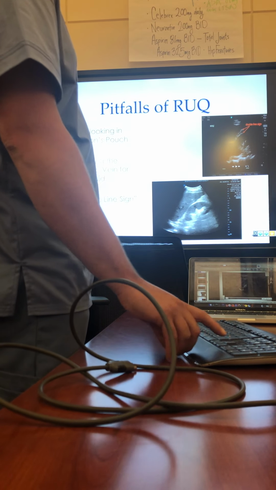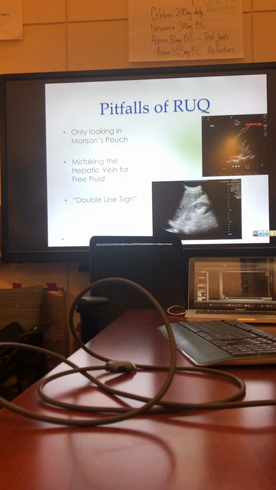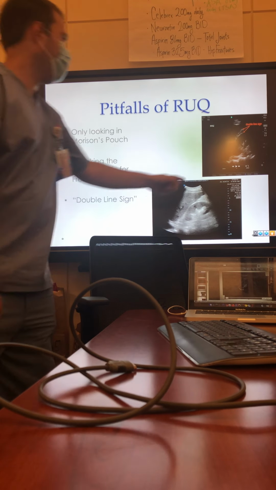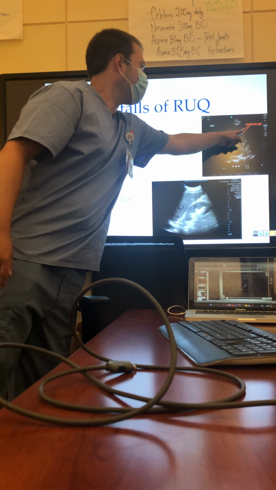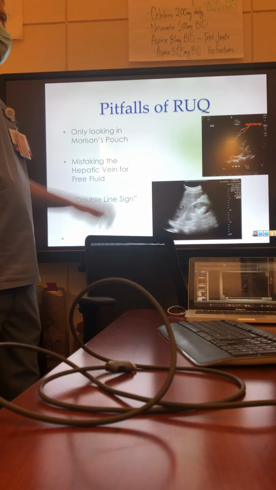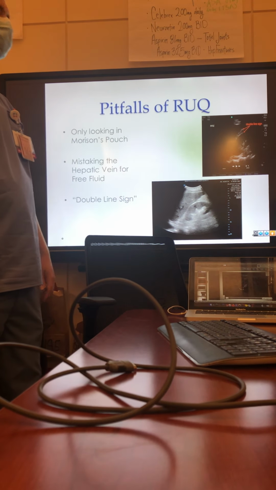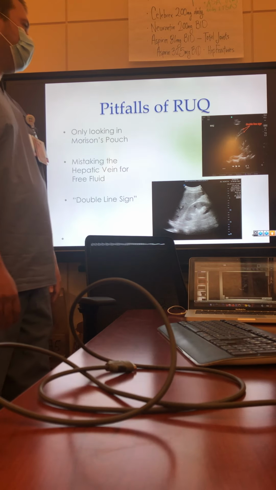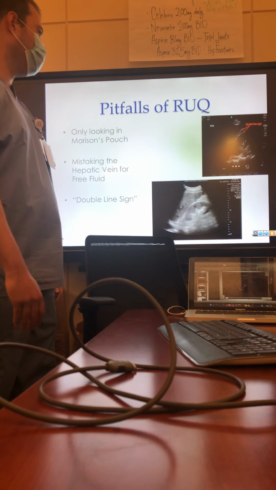All right, so there's definitely some pitfalls. I mentioned a lot of these. I'm going to kind of gloss through these just in the interest of time, but there's a lot of false positives. You might get something like this, that it's not quite anechoic. It's more of like a mixed gray. That's perinephric fat, and sometimes can be confused as free fluid.